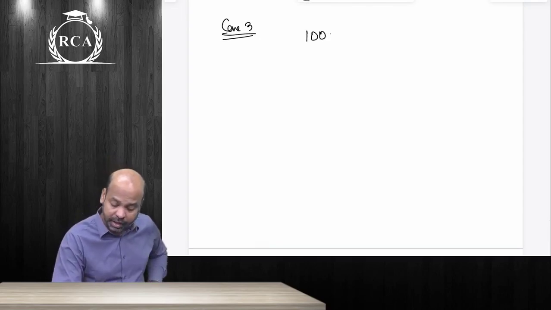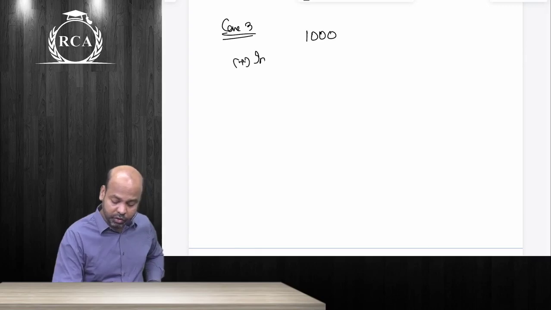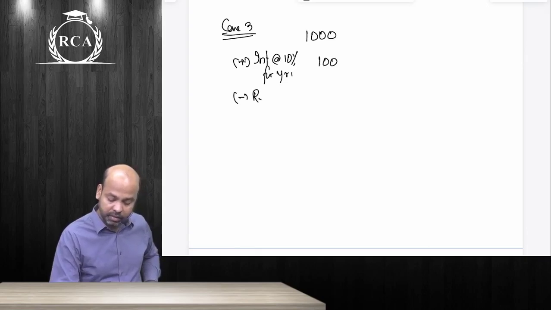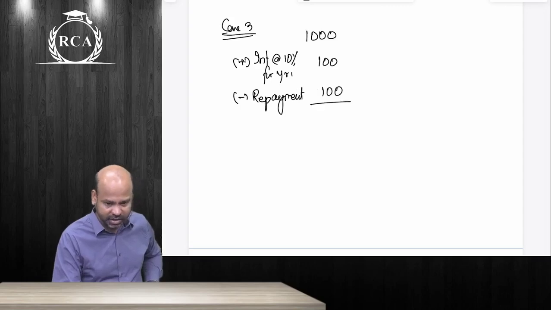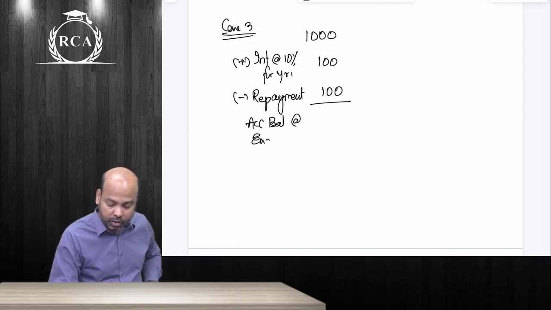So you're depositing how much? 1000. What should be the interest at the rate of 10%? For year 1 it should be 100. But what is the repayment, guys? 100. Your repayment was not there in the previous two cases as such, guys. So your accumulated balance as such beta at the end of year 1 will come back to 1000 rupees.